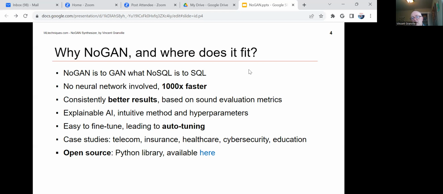So NoGAN is kind of like NoSQL versus SQL. What I want to convey here is NoGAN versus GAN. NoGAN does not involve neural networks, so it's actually a lot faster, and the results that you get are more consistent. It's more explainable, more intuitive. So I think it has a lot of potential here.